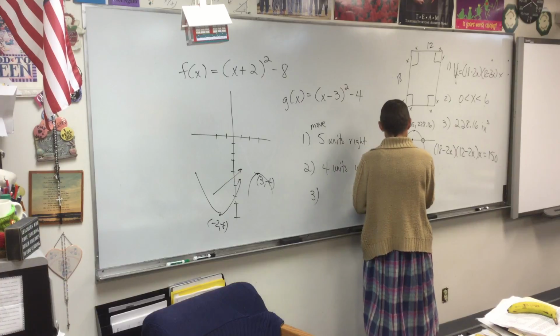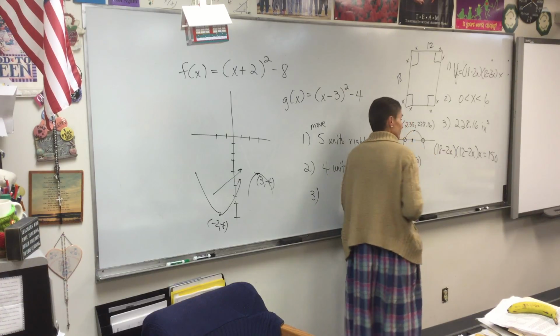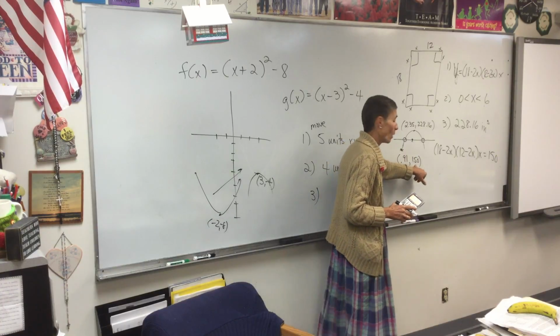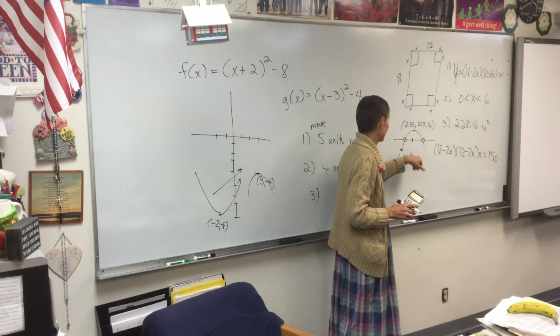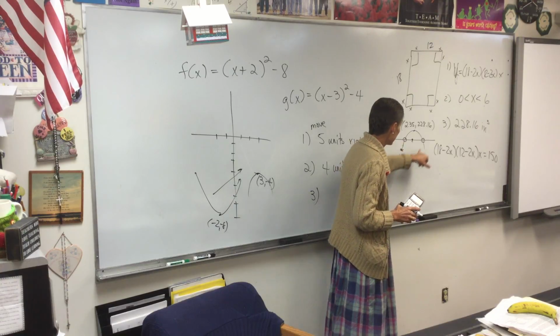And my first point of intersection is 0.91, 150. Now, did I know my Y would be 150? Yeah, that's how high it is. But my first X is 0.91.